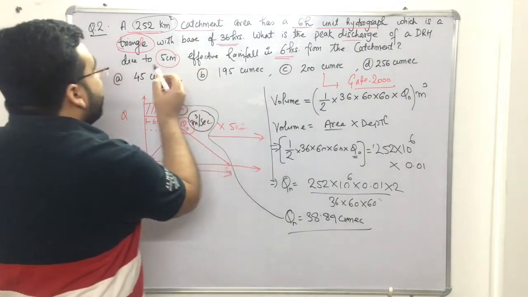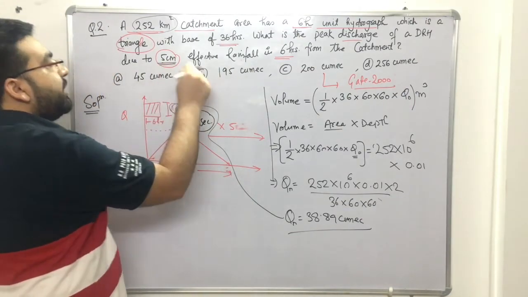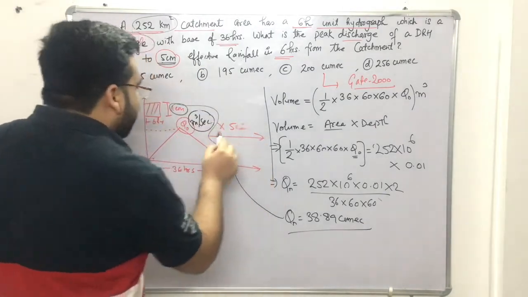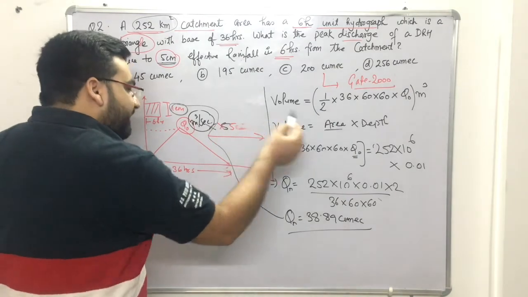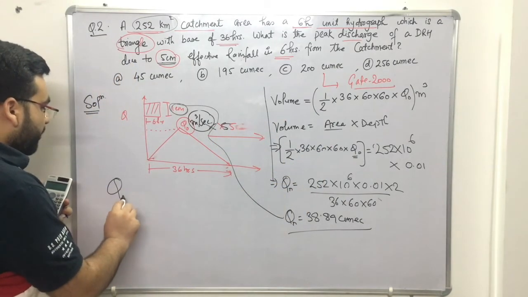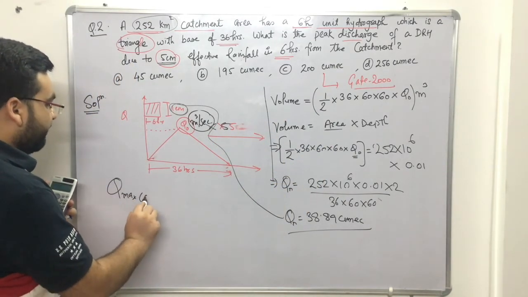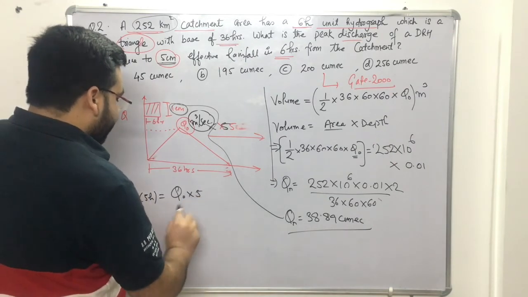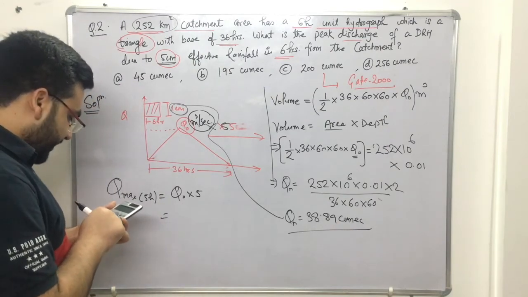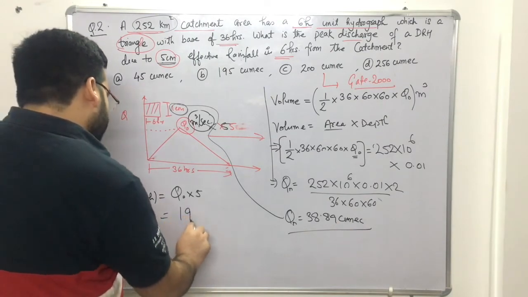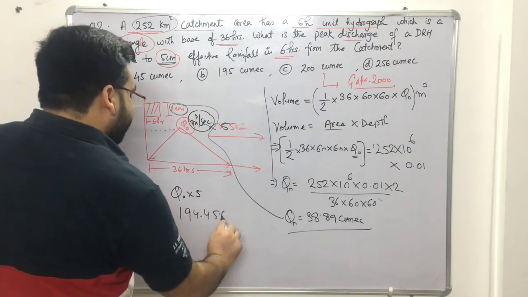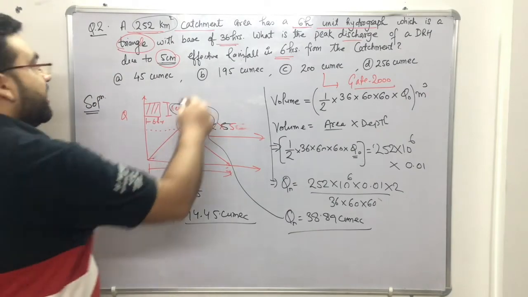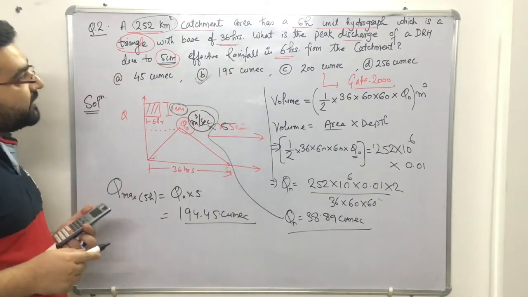But in the question, it is saying that due to a 5 centimeter effective rainfall. So just by the fourth assumption, linear response, if I multiply this Q naught by 5, I will get the answer. So Q max for the 6-hour hydrograph will be equal to Q naught into 5. So it will be equal to 194.44, that is 194.45 cumec. So which is the correct answer? So B is the most appropriate answer.